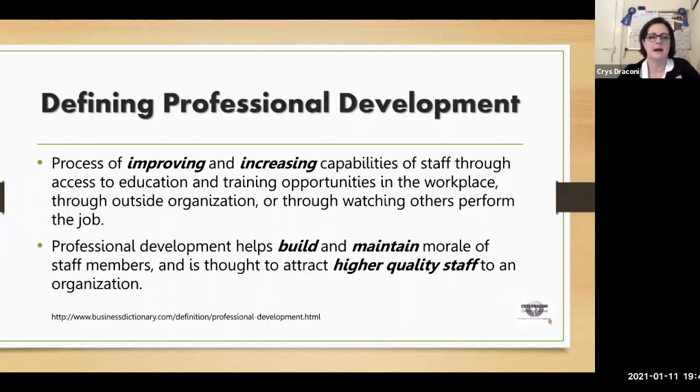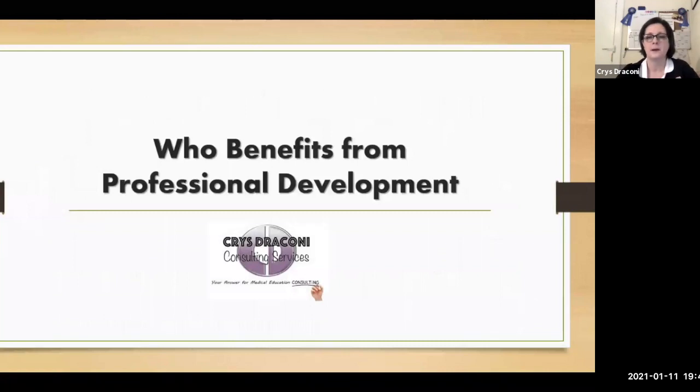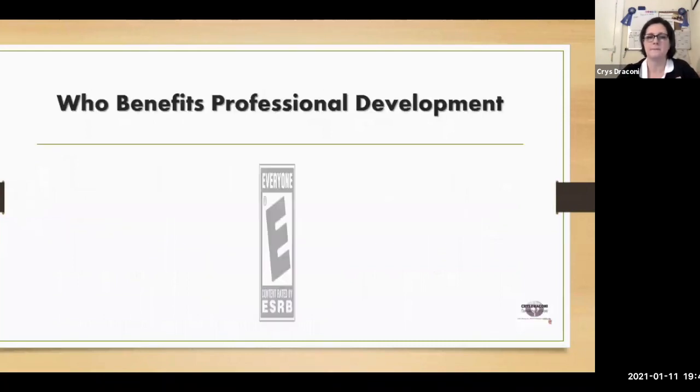Professional development is defined as the process of improving and increasing capabilities of staff, any staff, through access to education and training opportunities in the workplace. This could be through an outside organization or within the organization, or also watching just others perform the job. Professional development helps build and maintain morale of staff members and is thought to attract a higher quality staff to an organization. So who benefits from professional development?